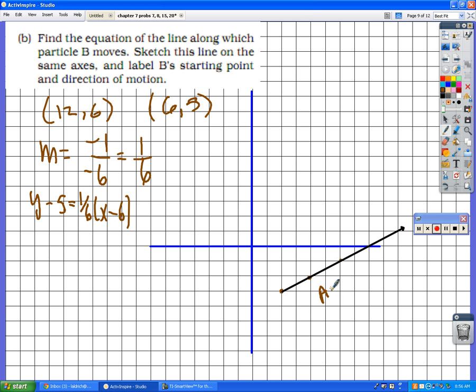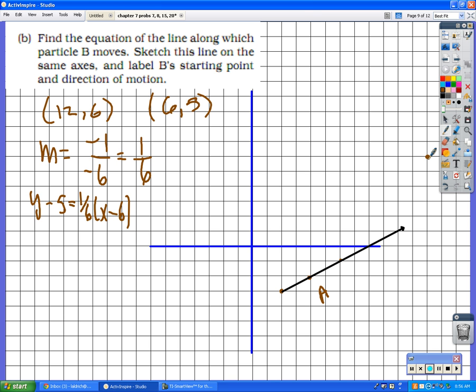Okay, where does the other one start? Where does the other one start? Right, 6. But it starts at 12, 6. Okay, so I'm going to start my graph at 12, 6. So 1, 2, 3, 4, 5, 6, 7, 8, 9, 10, 11, 12. And then 1, 2, 3, 4, 5, 6. And then that has a slope of 1/6.